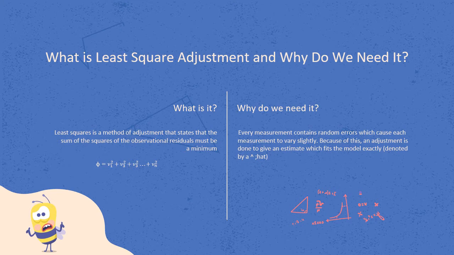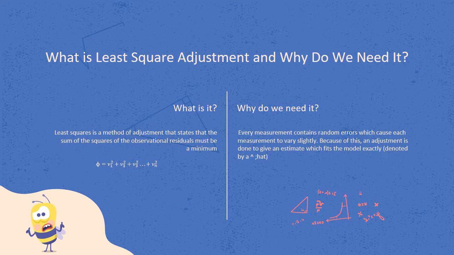Why do we need it? Every measurement contains random errors caused by the environment, which cause each measurement to vary slightly. Because of this, an adjustment is done to give an estimate which fits the model exactly. Fits the model exactly means that these estimates will contain no error when inputted back into the model. This estimate is known as the adjusted value.